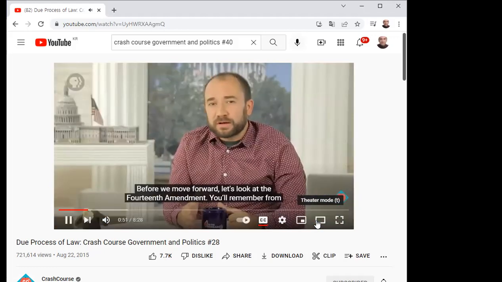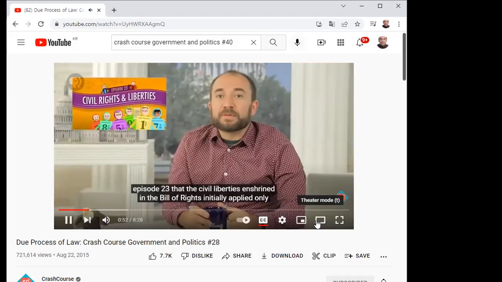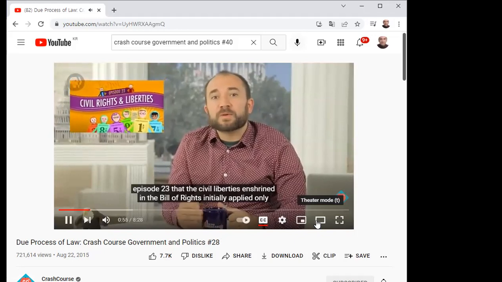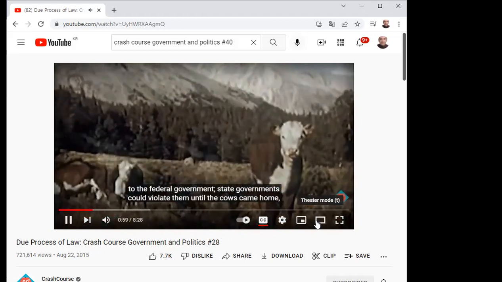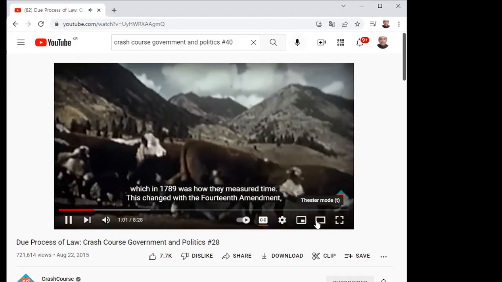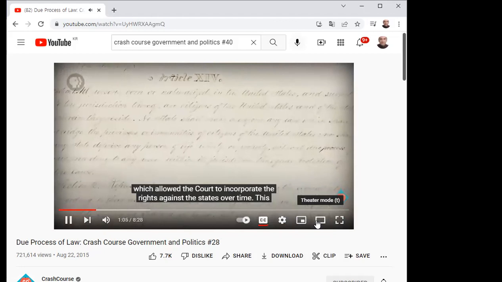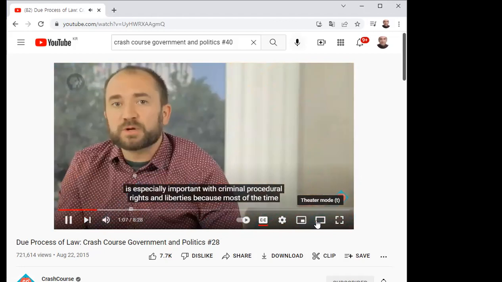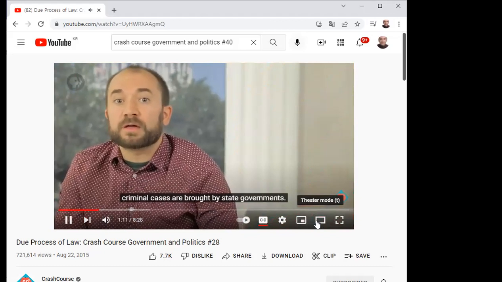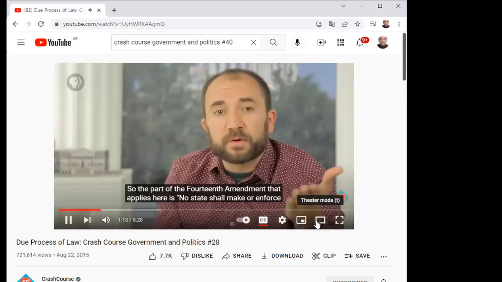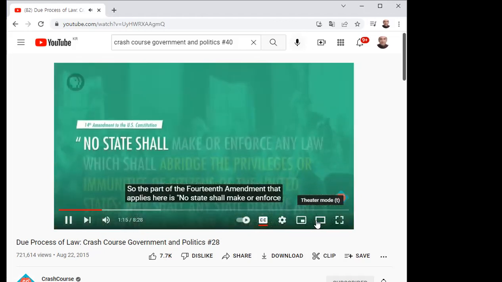Before we move forward, let's look at the 14th Amendment. You'll remember from episode 23 that the civil liberties enshrined in the Bill of Rights initially applied only to the federal government. State governments could violate them until the cows came home, which in 1789 is how they measured time. This changed with the 14th Amendment, which allowed the court to incorporate the rights against the states over time. This is especially important with criminal procedural rights and liberties, because most of the time, criminal cases are brought by state governments.